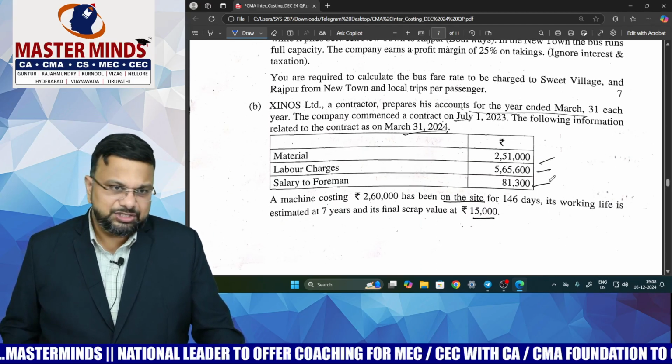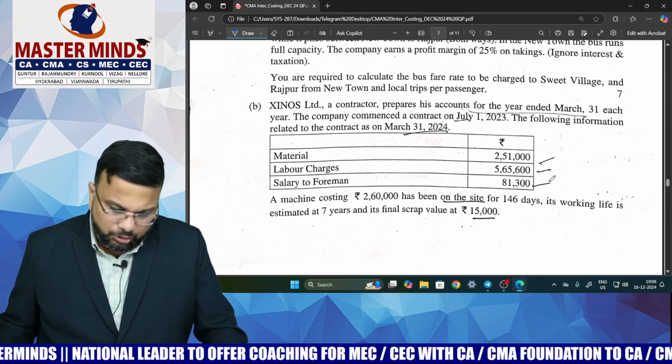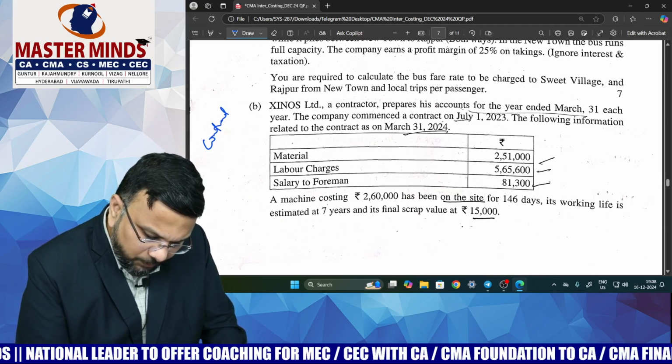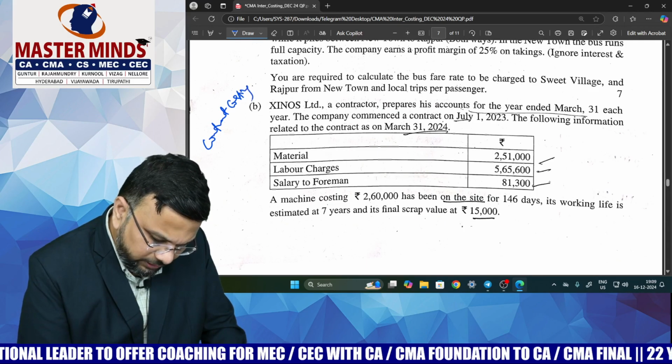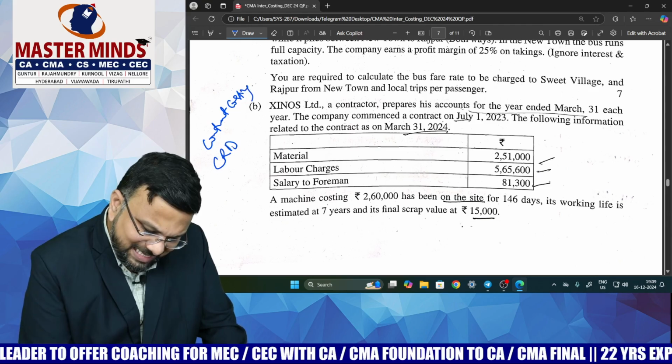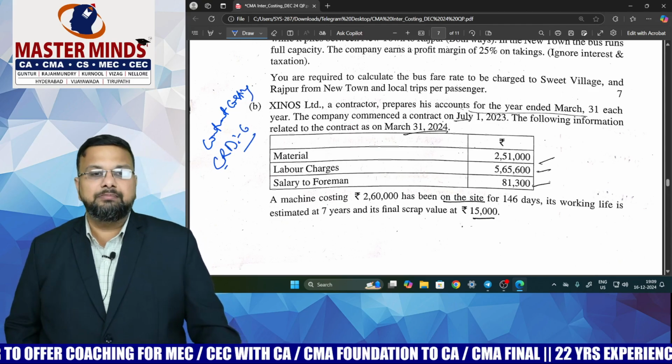Okay, next, B1. It's related to contract costing. As expected, we have a problem from contract costing without any fail. Okay, similar, exact same to CRD 6, even in the numbers.